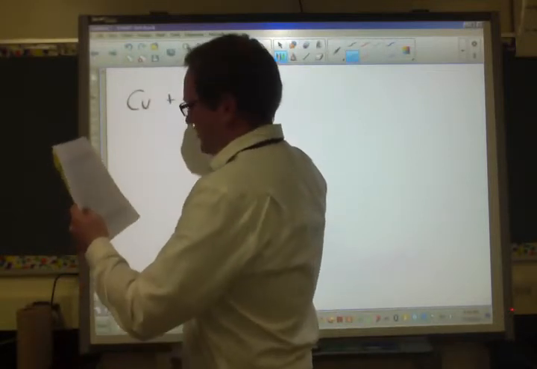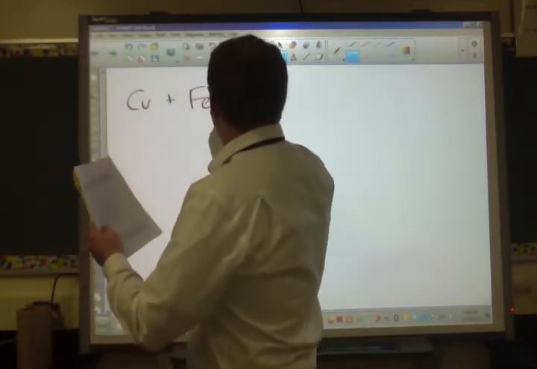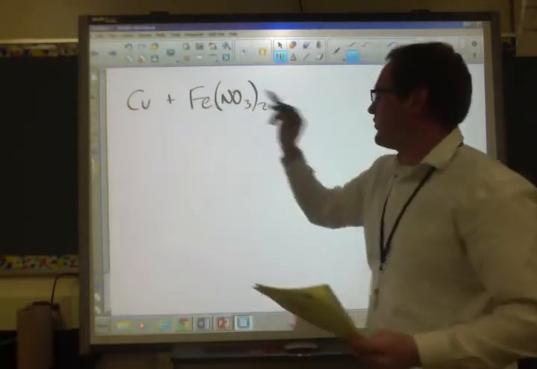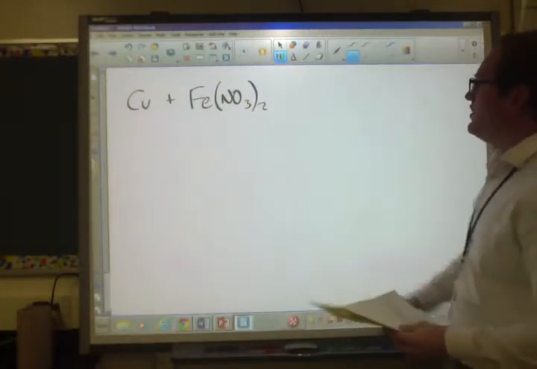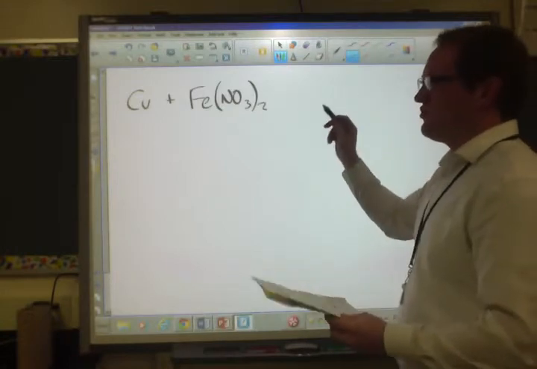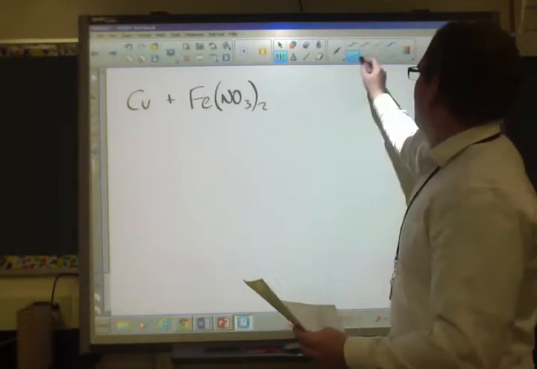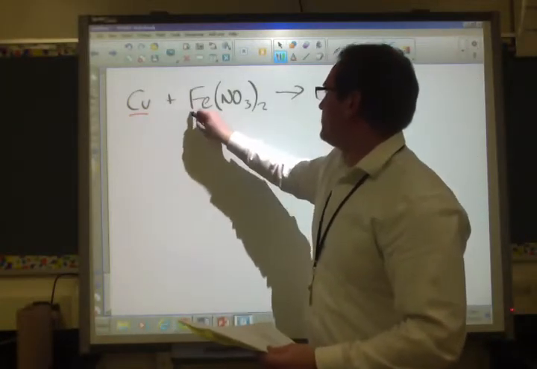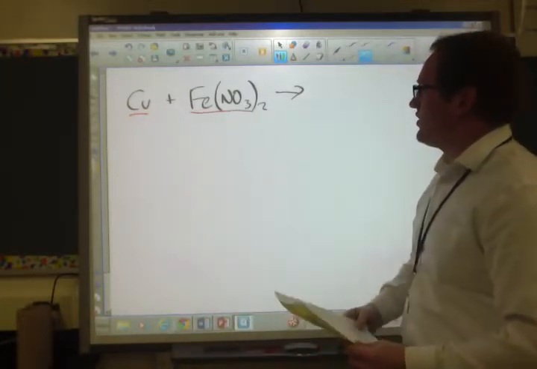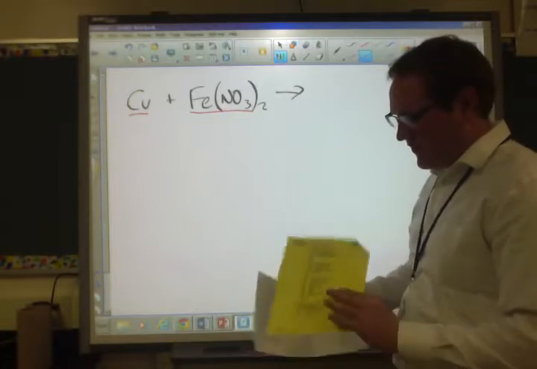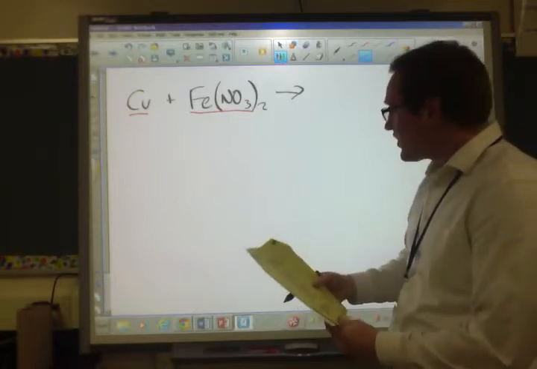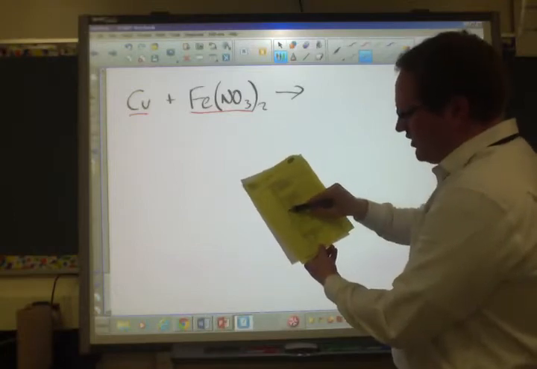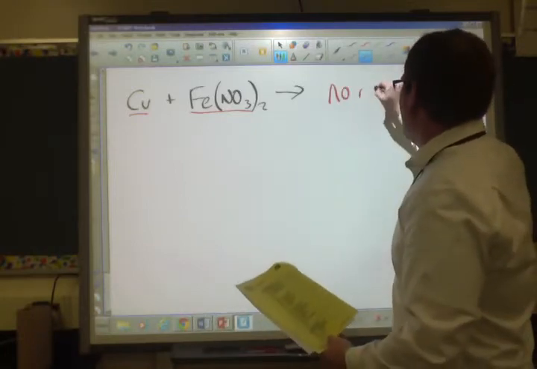Copper plus Fe(NO3)2. So that's going to be copper plus iron 2 nitrate. So this is a single replacement reaction. We have one thing trying to bump its way into 2. So the copper is going to try to bump the iron. So we need to look at the front here. Can copper bump iron? No, it can't. Copper's way down here. Iron's above it. No reaction.